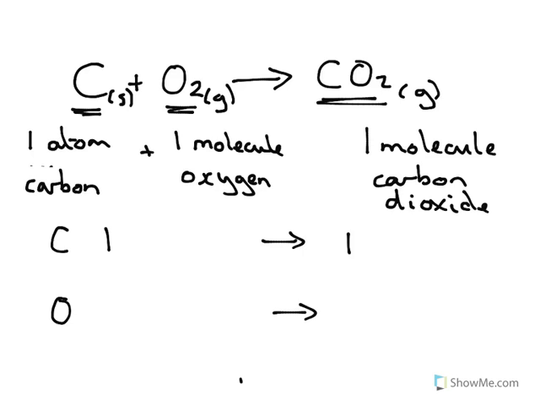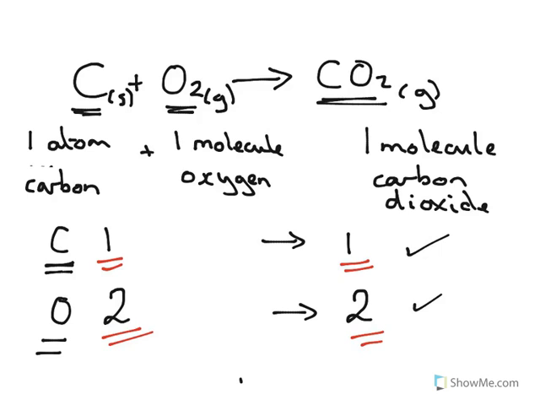On the left-hand side we have two atoms of oxygen in the oxygen molecule, and we have two atoms of oxygen in the carbon dioxide molecule. So this particular equation is balanced. We don't actually need to do anything. The important thing here is to make sure that the number of atoms on the left-hand side equal exactly the same number of atoms on the right-hand side. Otherwise our equation isn't balanced and it will be incorrect.